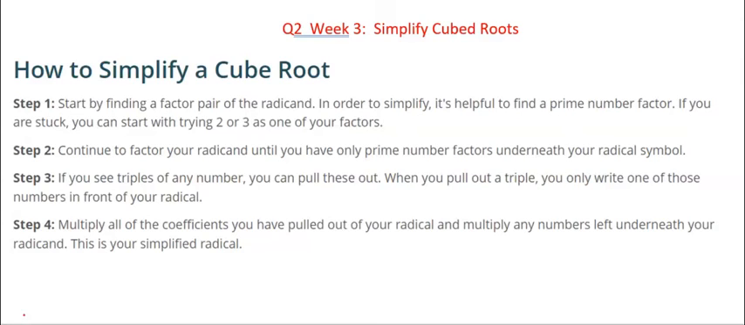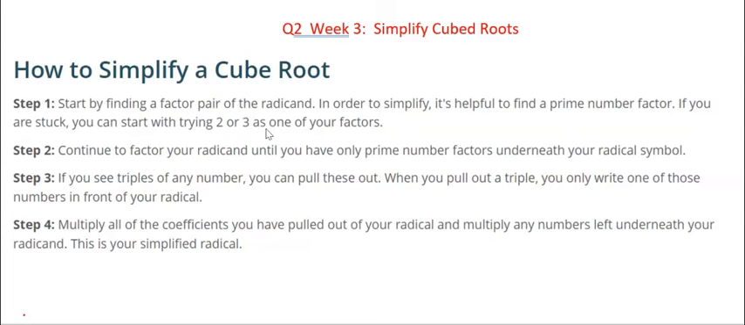Okay, so this week we are going to continue learning about radicals. Last week we did square roots with numbers, and then week 2 we did square roots with variables and numbers. So this week we're just going to conclude with cubed roots.